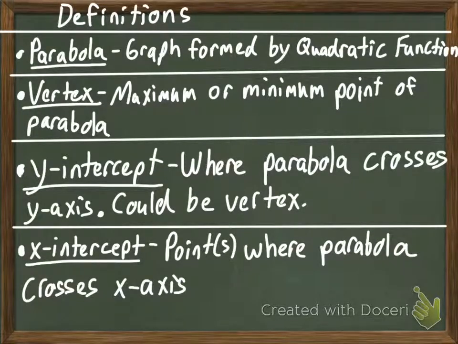And here are the formal definitions. A parabola is a graph formed by a quadratic function. The vertex is the maximum or minimum point of the parabola. Your y-intercept is where the parabola crosses the y-axis, and sometimes this can actually be our vertex. And an x-intercept is the point or points where the parabola crosses the x-axis, and this can actually also be a vertex.